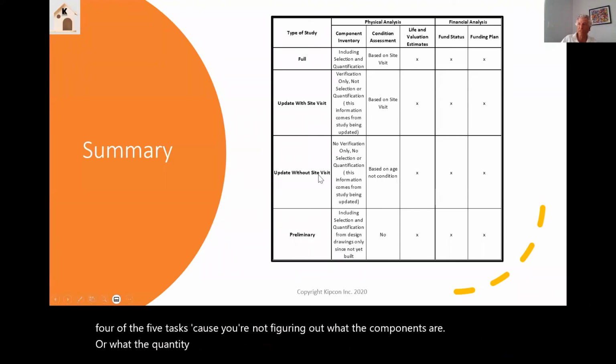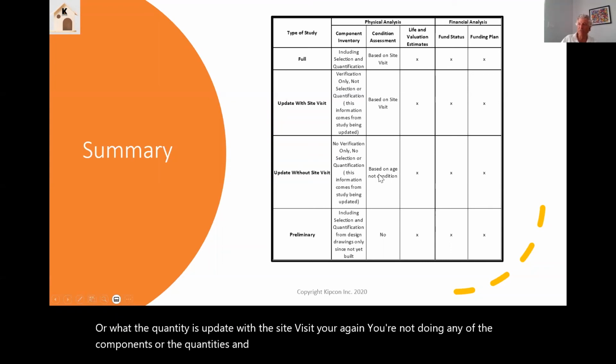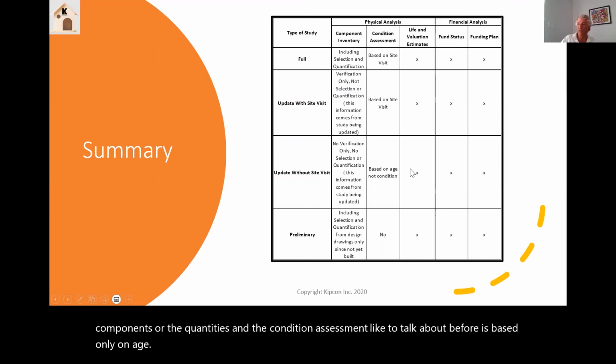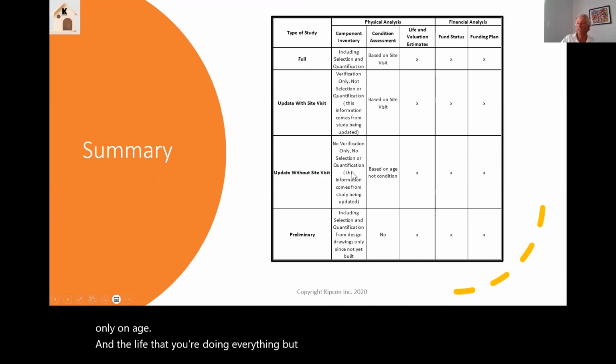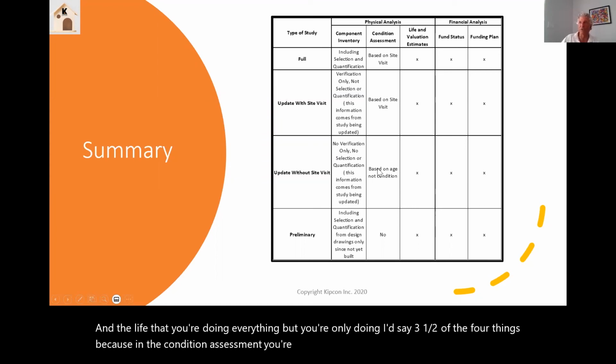Update without a site visit, you're not doing any of the components or the quantities, and the condition assessment, like I talked about before, is based only on age. And you're doing everything, but you're only doing, I'd say, 3.5 of the 4 things, because in the condition assessment, you're not looking at it, you're only reducing the number of years by how old it is.